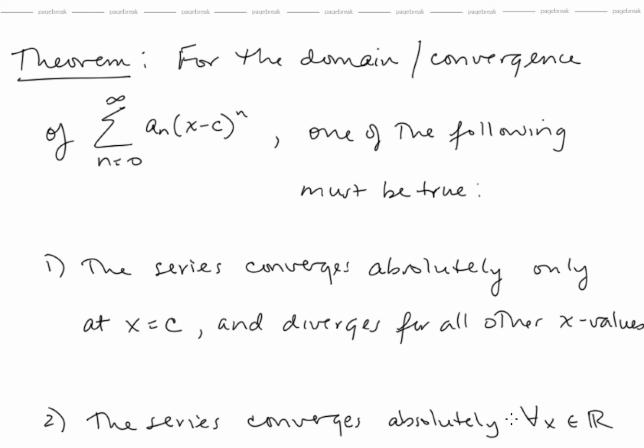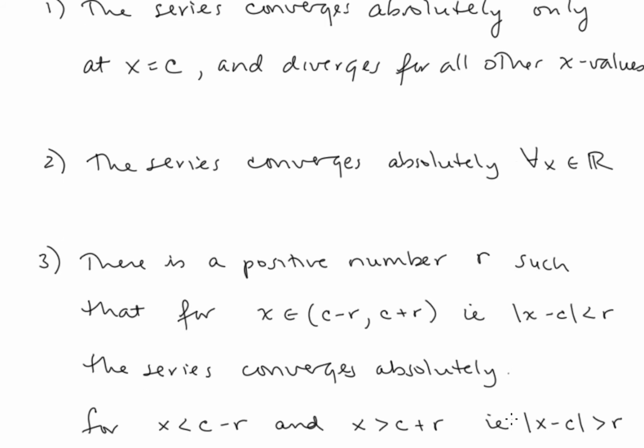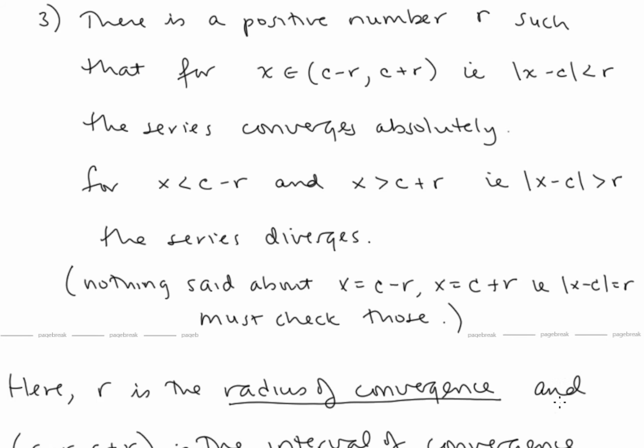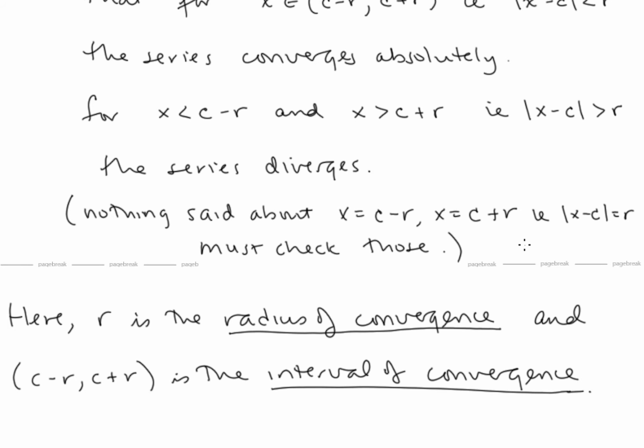And for the one that we examined above, we saw case 3. We saw for absolute value of x strictly less than 1, our series converged. And for absolute value of x greater than or equal to 1, it diverged. Now, in this language here, r is the radius of convergence, and the interval c minus r to c plus r is the interval of convergence.